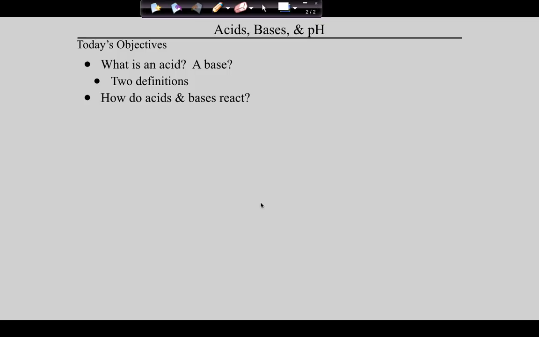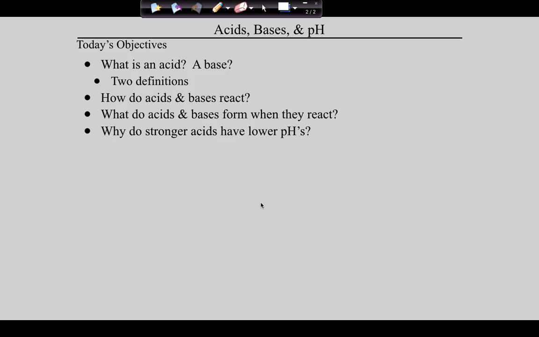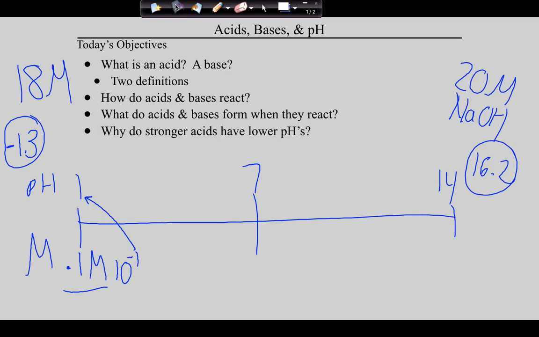Then guys, after that, we're going to talk about this. What do acids and bases do when they react together? A follow-up question, number 3, is what do they form when they react together? And then finally, question number 4 that we're going to answer today is why do stronger acids have lower pHs? Which is what we just talked about up here on the screen. The idea is that the lower the pH, the stronger the acid, and we're going to talk in a minute about why. So guys, this is our laundry list for today.